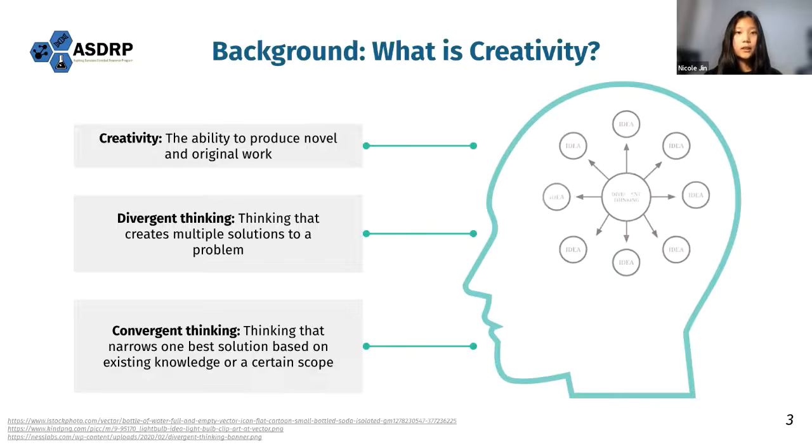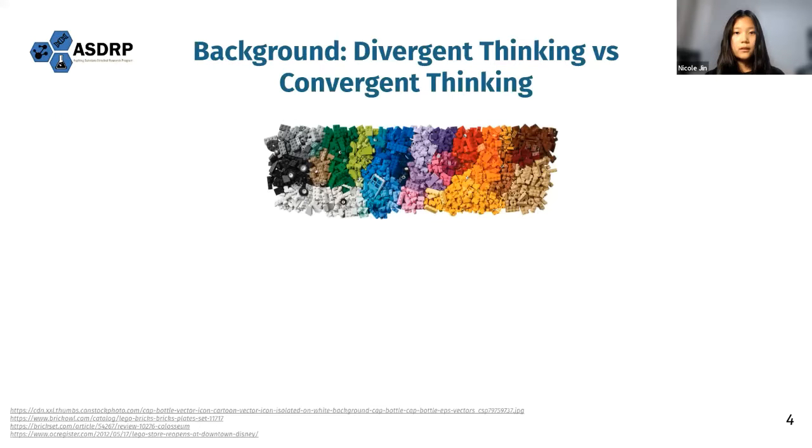And convergent thinking is the opposite. It's basically thinking that narrows one best solution based on existing knowledge or a certain scope. So it's kind of similar to a multiple choice question. To give you guys a better idea of what divergent thinking and convergent thinking is, we came up with an example. So here you have a set of Legos. The problem is to create something, anything really.